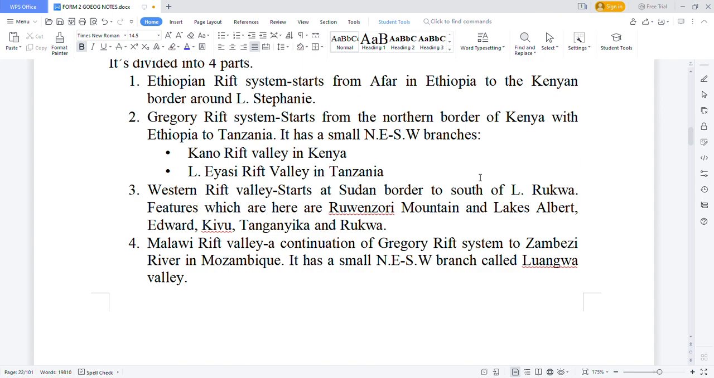Number 4, the last part of the Great Rift Valley, is the Malawi Rift Valley. It is a continuation of the Gregory Rift Valley to the Zambezi River in Mozambique. It has a small northeast and southwest branch called the Luangwa Valley.